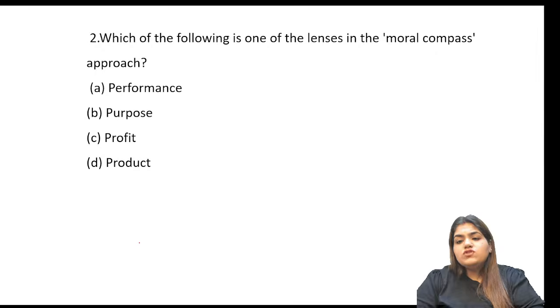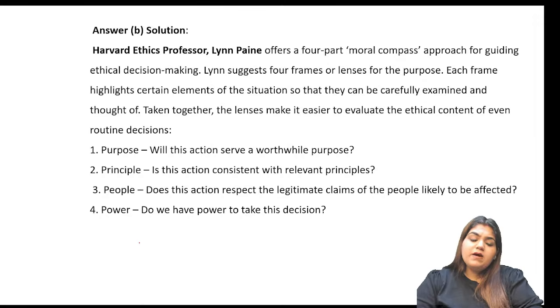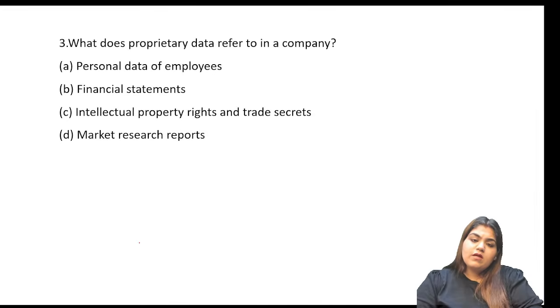Which of the following is not one of the lenses in the moral compass? It is purpose, right? Purpose. कि क्यों हमने, why do we want morals to be there? Why do we want values to be there? It is purpose, principle, people, power. PPPP. What does proprietary data refer to? Proprietary data means company का अपना data, the intellectual data of the company, the trade secrets.